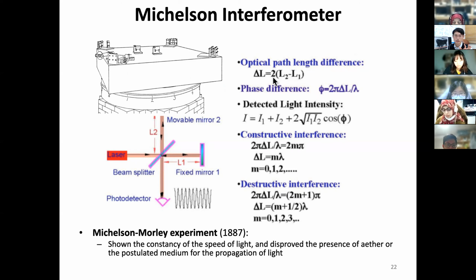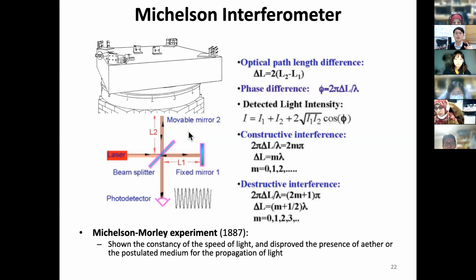Wait a second, why is there a 2? Because the light goes there and comes back. So it's a round trip. That's why there's a 2. And there will be phase differences based on this optical path difference. And remember, your detected light is a two-light interference: I1 plus I2 plus 2 square root of I1 I2 times the cosine of the phase difference. In this case, it is perfect, and you can have constructive and destructive interference depending on the path length difference. So that is what we learned ideally previously.